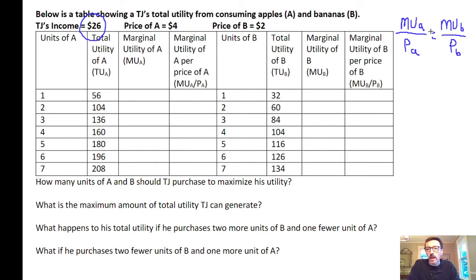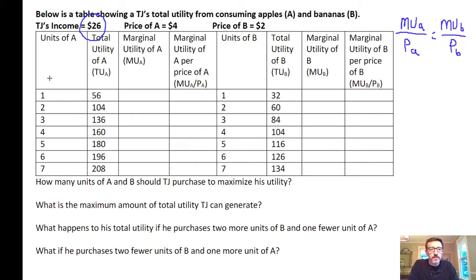If this is not true, however, if say the marginal utility of bananas divided by the price of bananas is greater than the marginal utility of apples divided by the price of apples, then what we ought to do is purchase or consume more bananas and therefore purchase or consume fewer apples. This is all about the optimal combination of apples and bananas to maximize our utility. I'm going to walk you through how we do this problem.